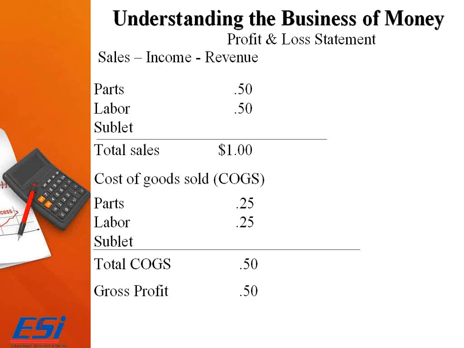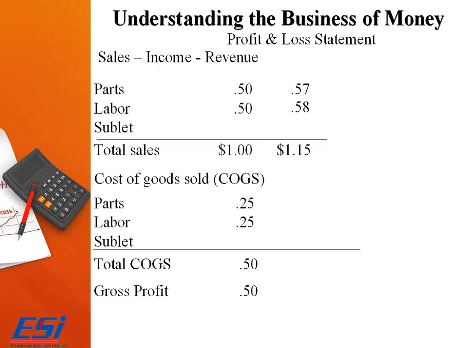So let's look at this scenario in another way. We sold parts and labor at 50 cents. We sold $1 worth of sales. We have 50 cents left over here in gross profit. If I raise my parts a little bit and charge a little bit more for my labor, I have $1.15 in sales.